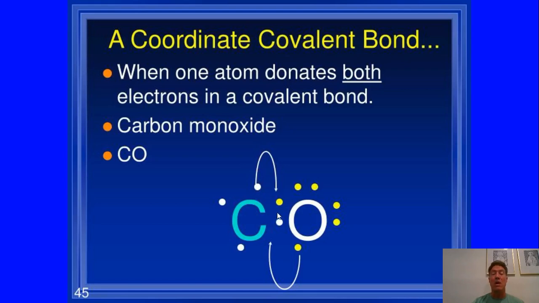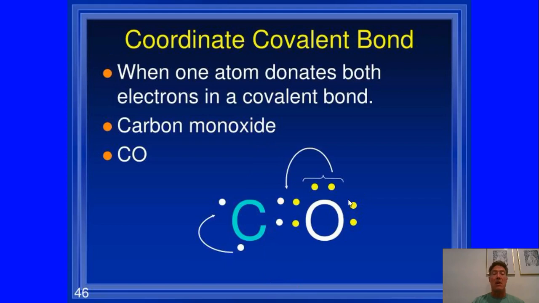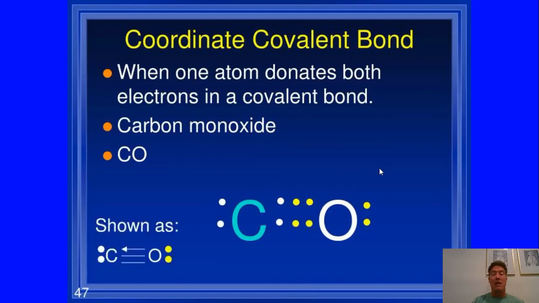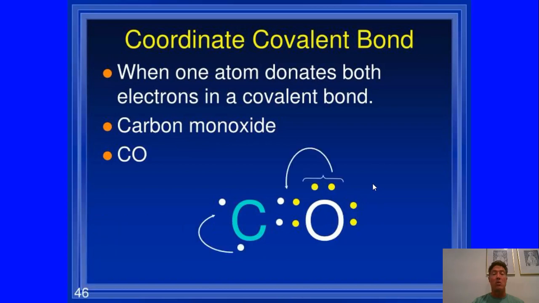They each share one. So in this first bond I'm going to make, carbon donates an electron, oxygen donates an electron. Then we're going to do a second time. Now, at this point, carbon doesn't want to have an unpaired, just a single electron, so it's going to keep its pair here. But in order to satisfy the octet rule, we need a third bond. Well, oxygen is going to donate both electrons here to make this third bond.